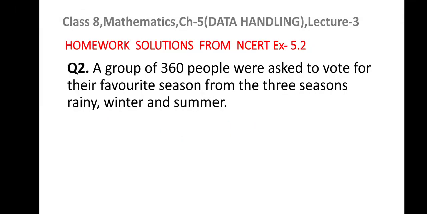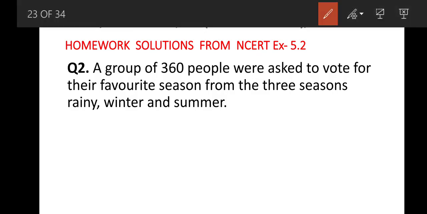Let us see the solutions of exercise 5.2. Question number 2 is, a group of 360 people were asked to vote for their favorite season from the 3 seasons, rainy, winter and summer. A survey has been conducted wherein a group of 360 people were asked to vote and they told their favorite seasons, that is rainy, winter and summer.